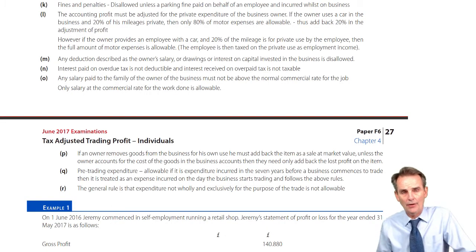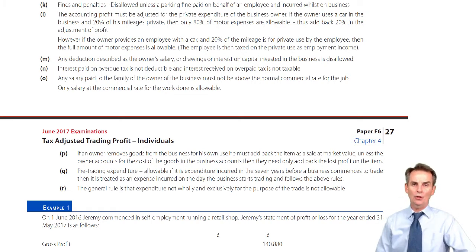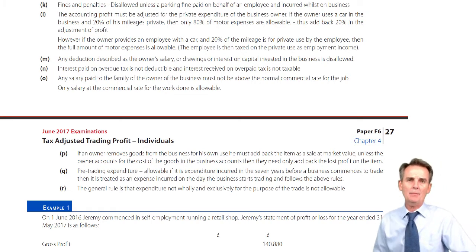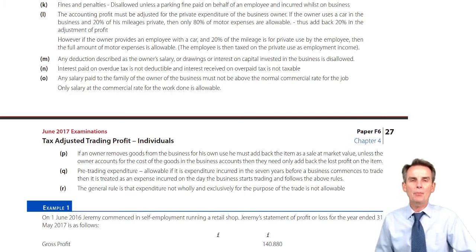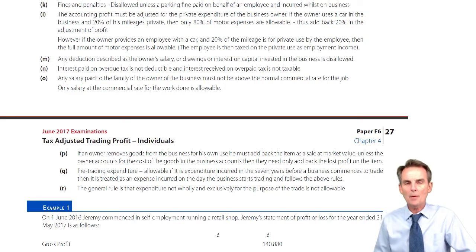In our first session together here on Chapter 4, what we've seen as the main part of this particular chapter relevant to your exams is that we have to adjust up the accounting profit to make it acceptable for taxation purposes. The starting point for this exercise on your so-called adjustment of profit statement is the net profit at the bottom of your financial accounting statement of profit or loss. So we pick up the net profit.